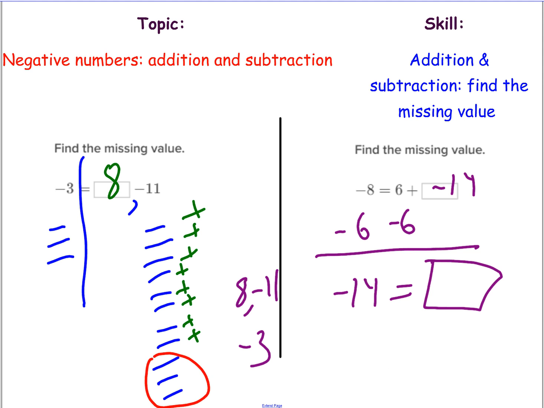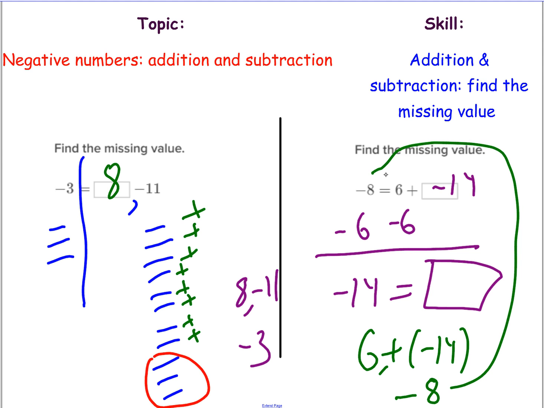And to check it, 6 plus -14, right? There's our number. I have 6 positives and 14 negatives. So what do I have? I have negatives left over. How many negatives left over? 8. And if you look, that's the number we want to get. That's the number that makes us smile.